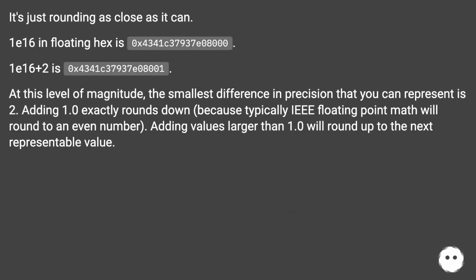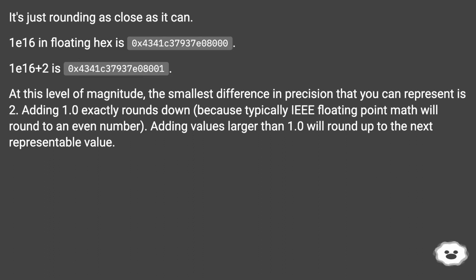It's just rounding as close as it can. 1e16 in floating hex is 0x4341C37937E08000. 1e16 plus 2 is 0x4341C37937E08001. At this level of magnitude, the smallest difference in precision that you can represent is 2.